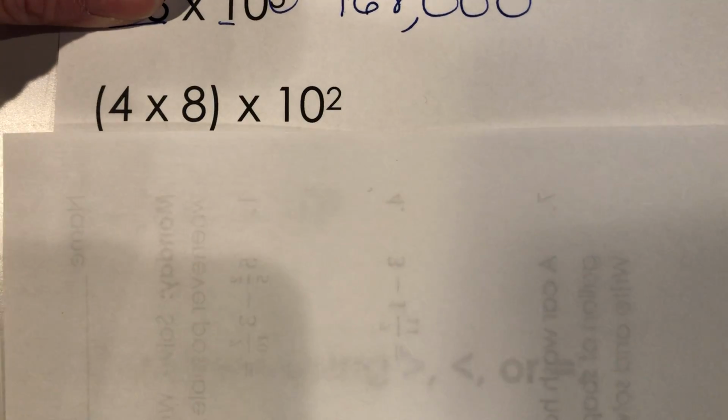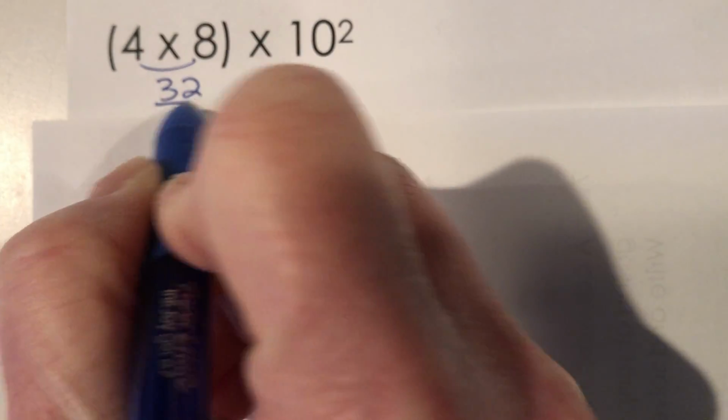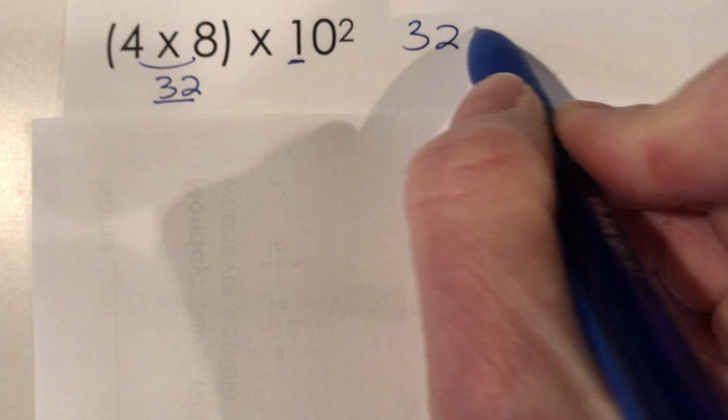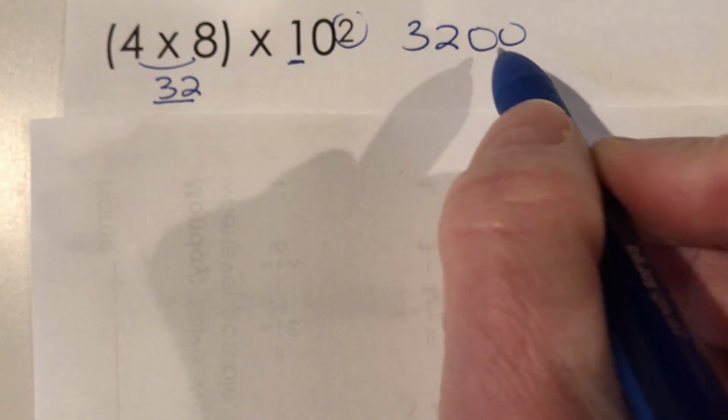Erase. Next. Evaluate this. There are some parentheses. It doesn't change too much. Just remember to solve what's inside the parentheses first. So, press play when you're ready. 4 times 8, that's 32. And 32 times 1 is 32. And I need 2 zeros after that because that's what that says. So 3,200 is what you should have.